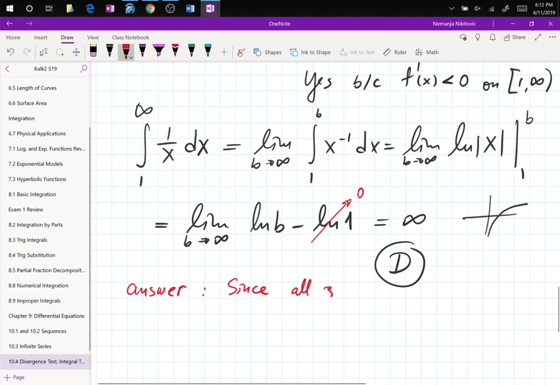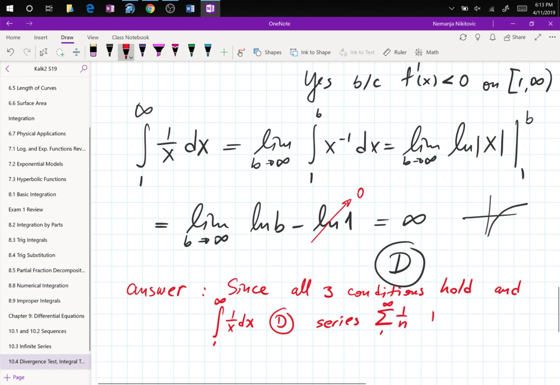Since all three conditions hold and the integral from 1 to infinity of 1 over x dx diverges, the series from 1 to infinity of 1 over n diverges by the integral test, by IT. That's the answer, that sentence. You cannot say, because guys, this D, the black D over here, is the divergence for the integral. And that's not the answer. The test is the answer, the test which says that they do the same thing. I know it's convoluted, but you'll get used to it, like everything else in life. It's just a new normal now.